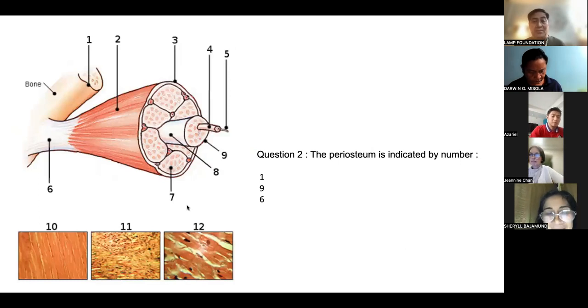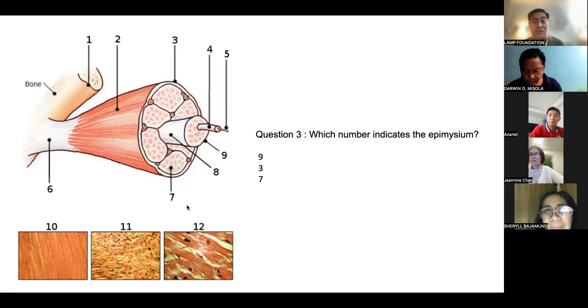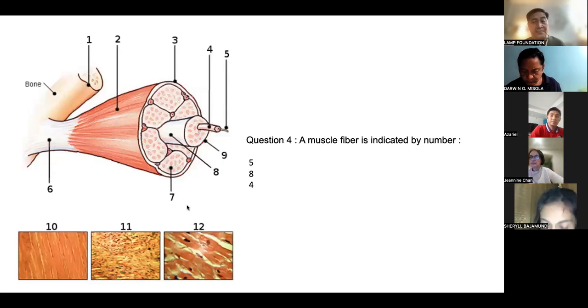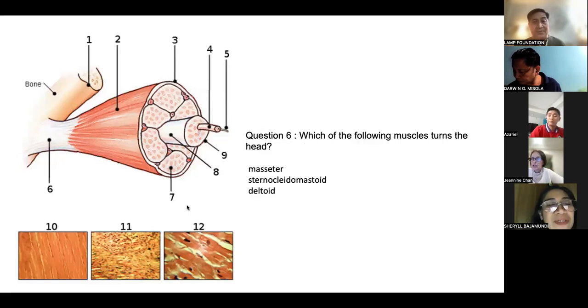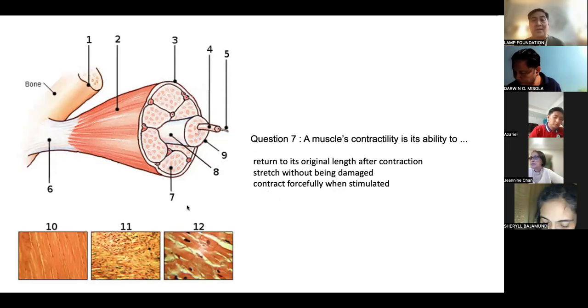Periosteum is indicated by number 1. Which number indicates the epimysium? Number 3. A muscle fiber is indicated by number 4. What is the name of the large muscle at the back of the calf? The gastrocnemius. Which of the following muscles turns the head? The sternocleidomastoid. A muscle's contractility is its ability to contract forcefully when stimulated.